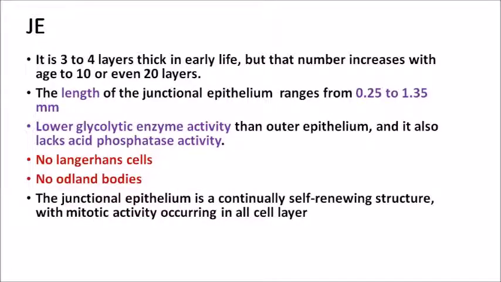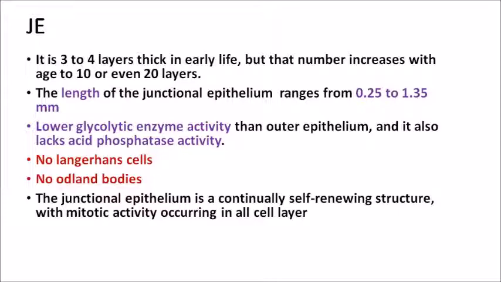Junctional epithelium is the junction between the gingiva and the tooth. There are many unique features to junctional epithelium. It is a 3 to 4 layer thick structure in early life, but it increases to 10 to 20 layer thickness. Length of junctional epithelium is an important question. It ranges from 0.25 to 1.35 millimeters. Okay. Then I told you there are many unique features. We'll go through those features.